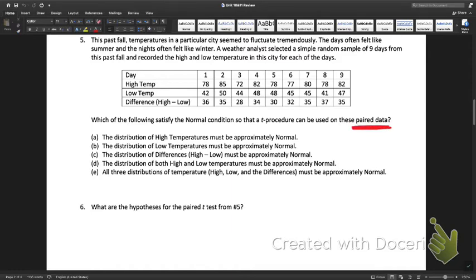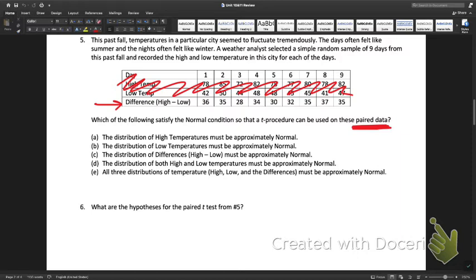This tells me that we're looking at paired data, which means that we are only going to look at the differences. None of the other data even matters at this point. So as long as I'm looking at the differences, the paired data, then I don't have to worry about whether the high and low temperature is normal, whether the sample size for high and low is a certain number. All I care about is the differences when I'm looking at paired data.